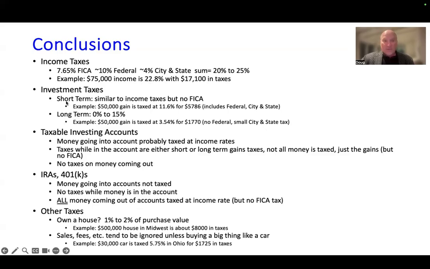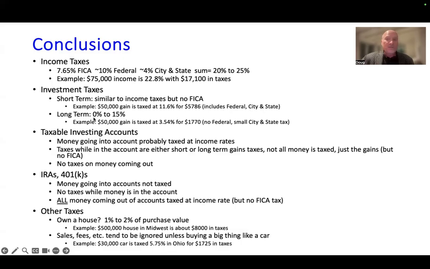There are investment taxes. Short term, that's similar in terms of the rate. It's actually the same as the rate for income taxes, but no FICA is applied. After we've subtracted off this FICA up here, no more FICA is going to be subtracted from your investments. So if you had a $50,000 gain in less than 12 months, it's taxed at 11.6% for about $5,800. And I'm adding that includes federal, city, and state. And like I say, city and states are going to be highly varied, but far, far less in terms of the total percentage than federal.